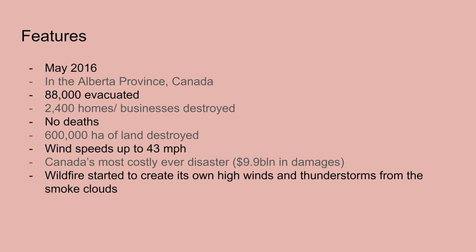Okay, so some features of the Fort McMurray wildfire were that it happened in May 2016 in the Alberta province in Canada. 88,000 people were evacuated, and 2,400 homes and businesses were destroyed. There were no deaths. 600,000 hectares of land was destroyed. Wind speeds were up to 43 miles per hour. It was Canada's most costly ever disaster at $9.9 billion in damages, and the wildfire started to create its own high winds and thunderstorms from the smoke clouds.